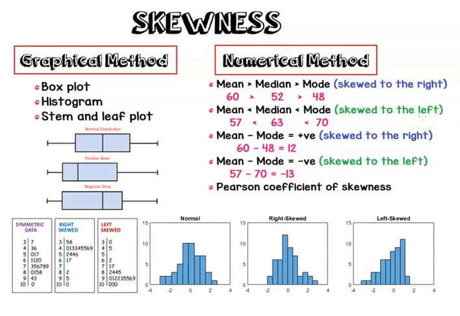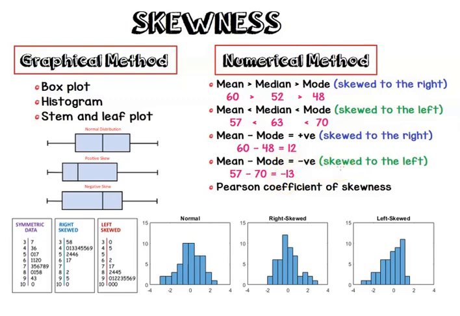Another one is we can compare value mean and value mode. If you have mean minus mode, you get a positive value, for example, like this, 60 minus 48, you get positive 12. So we can conclude that the distribution is skewed to the right. Otherwise, if the difference between mean and mode is negative, for example here, 57 minus 70, we get negative 13, so we can say that it is skewed to the left.